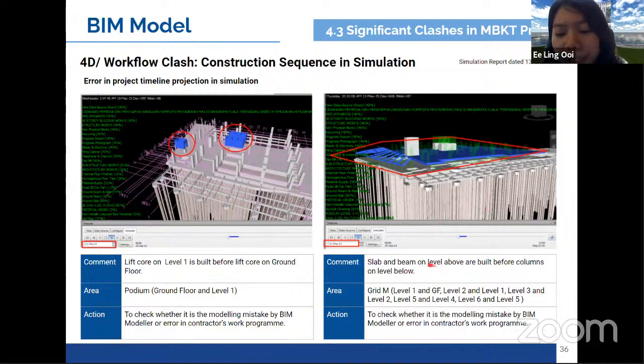And this is another mistake, that is the slab and beam on the level above are built before the columns on the level below. So this happens on these few levels.